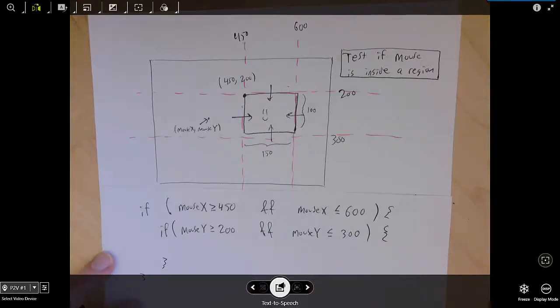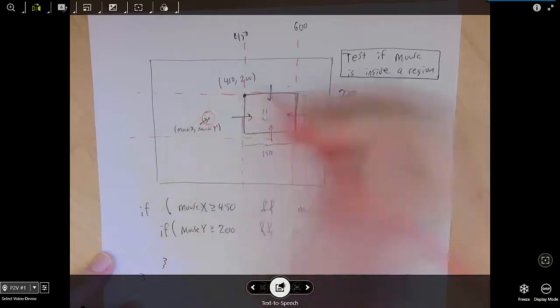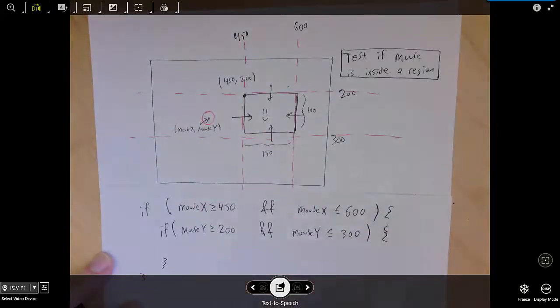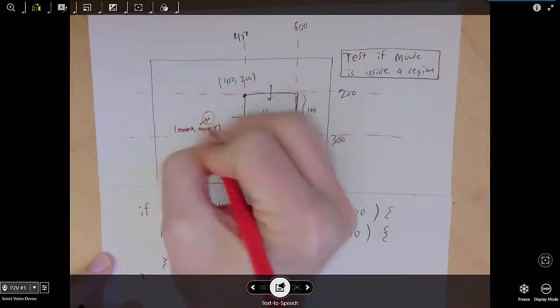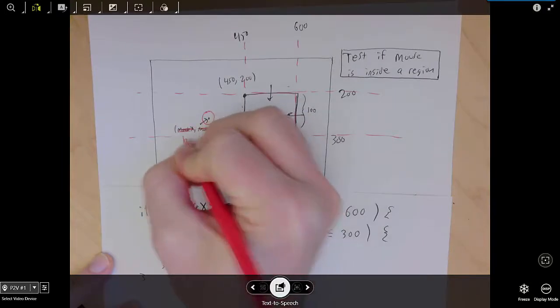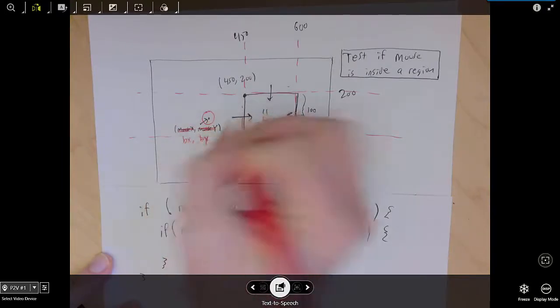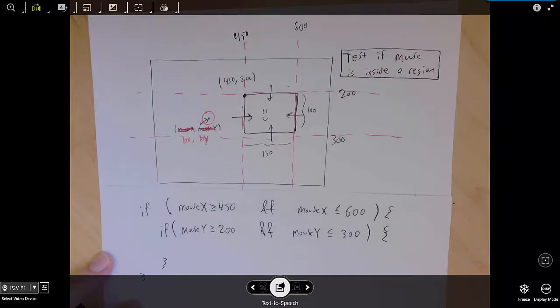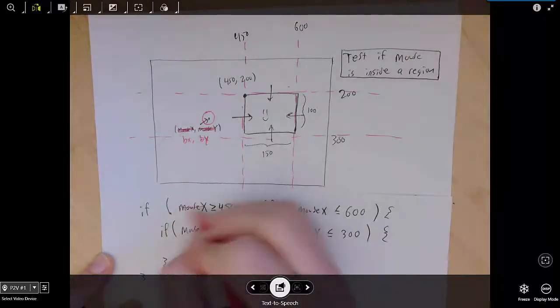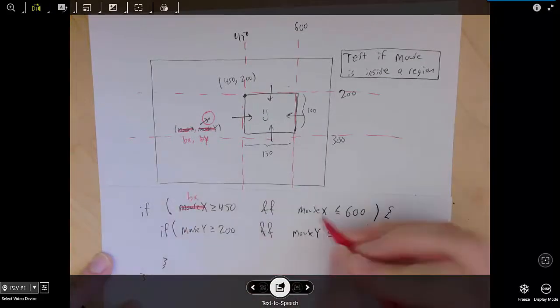Imagine that we wanted to test if a ball was inside the rectangular region. The ball wouldn't be at mouseX, mouseY. The ball might be at bx, by, for ball x, ball y. In that case, you just change the x coordinate that you're testing. So instead of testing mouseX, you test the ball x coordinate.